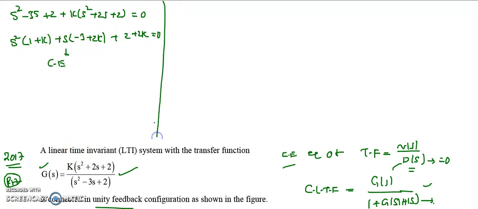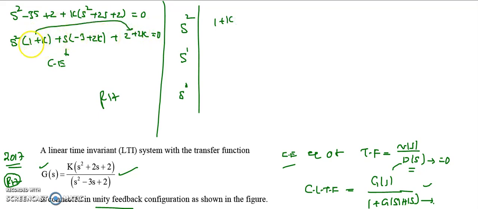Now we go to the main concept, the RH criteria. In the RH criteria, the maximum power is 2, so s square, s power 1 and s power 0. The coefficient of s square is 1 plus K, and after that the alternate part. The s power 0 coefficient is 2 plus 2K, because it can be written as 2 plus 2K into s power 0. So here I am writing 2 plus 2K. And for s power 1, the coefficient is minus 3 plus 2K.